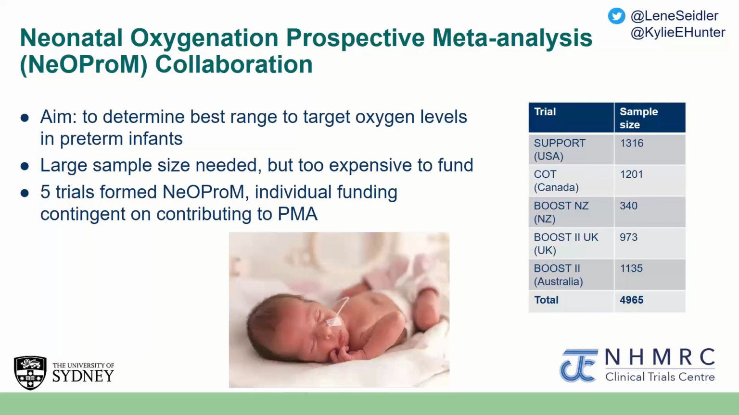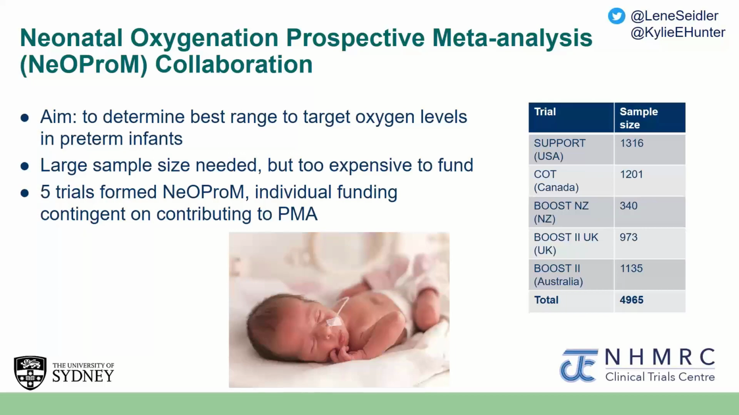So instead, 5 international trials came together to conduct the first prospective meta-analysis in neonatology. And these 5 trials are shown in the table on the right, together with their respective sample sizes. Importantly, the funding for each of these trials was contingent on their involvement in the PMA, since this enabled sufficient power to evaluate important outcomes, such as mortality.